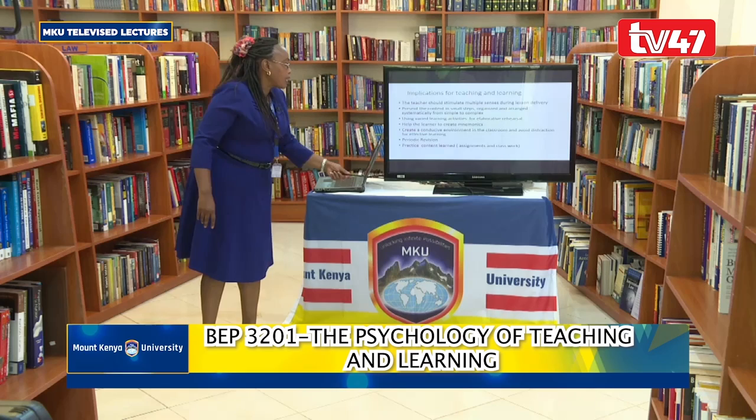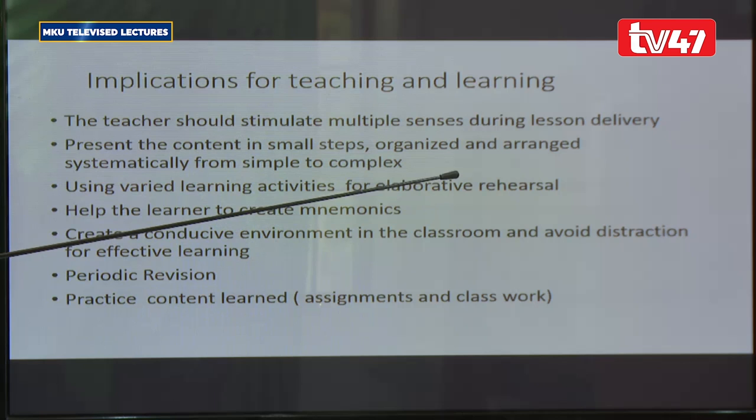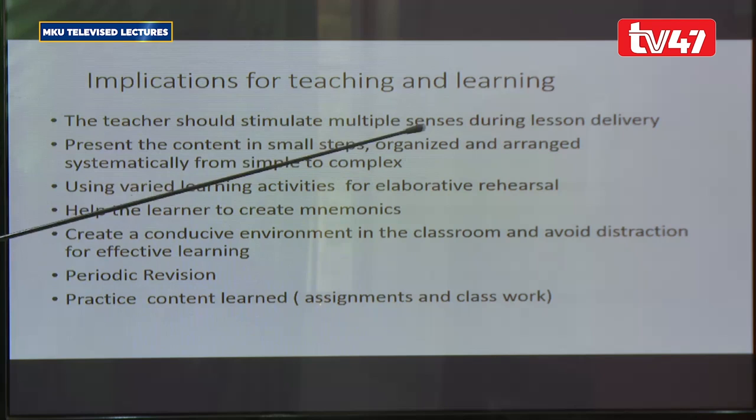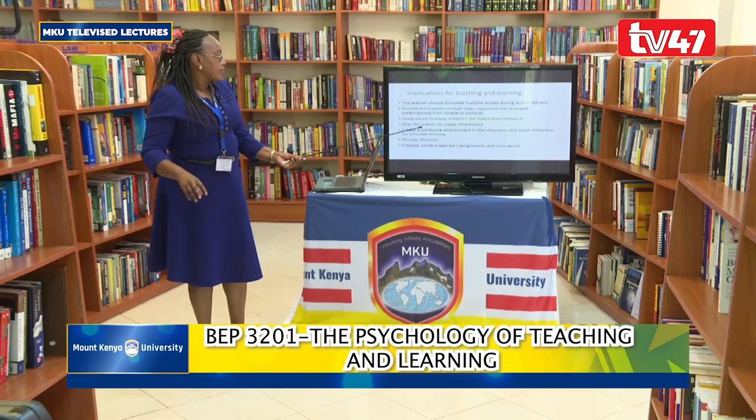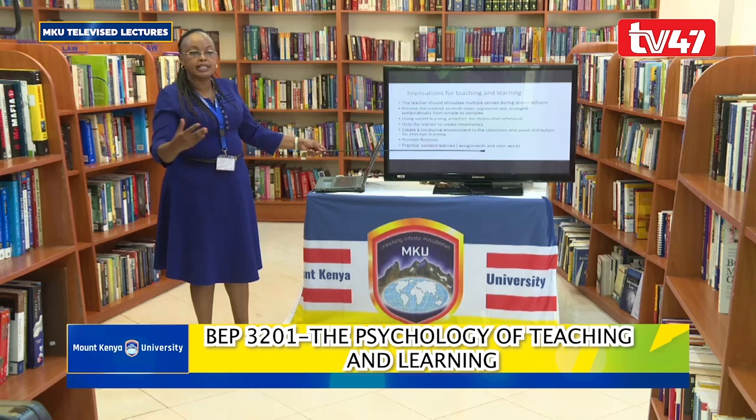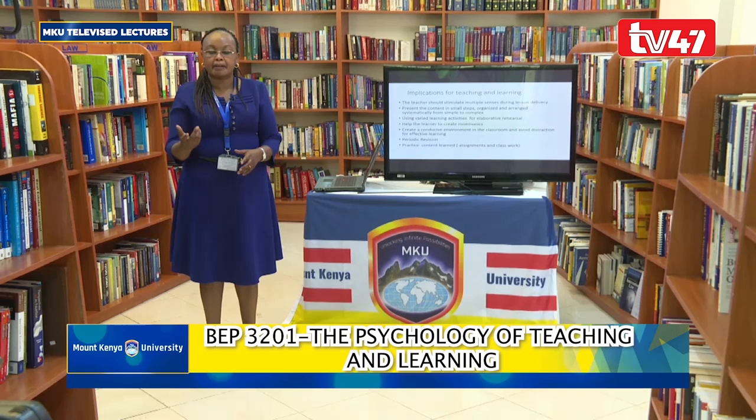The other one, number three, learning is supposed to be active. I hear, I forget; I see, I remember; I do, I understand. And therefore, these learning activities will be very important because they will help the learner perform an activity as they learn. At the same time, it helps them do elaborative rehearsal. It will link them with what they have already done. Number four, the learner can be helped to create some tips to help him or her remember. And these are the tips we called mnemonic devices.